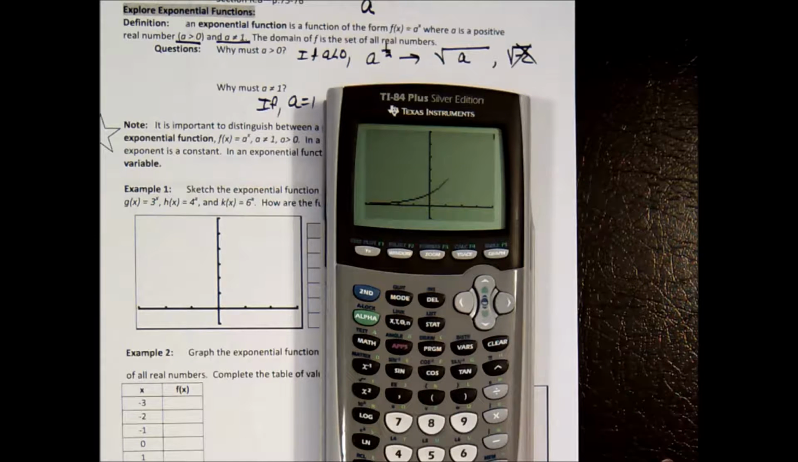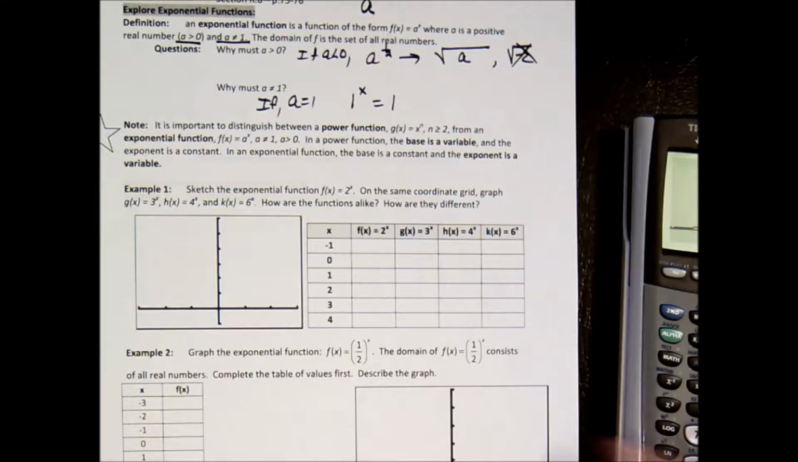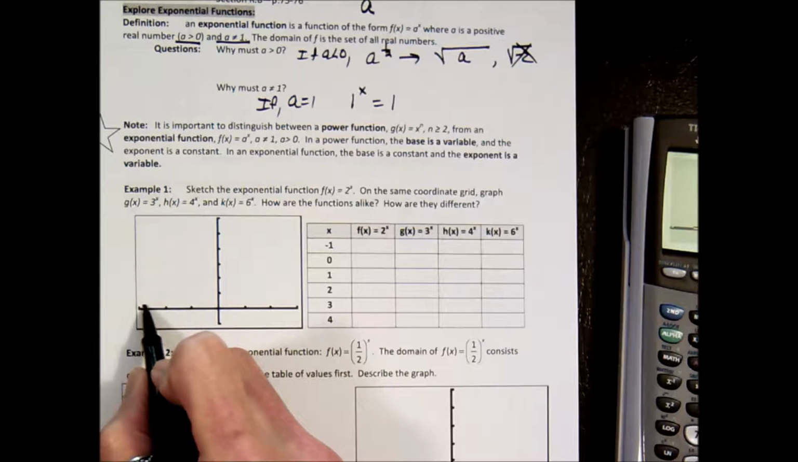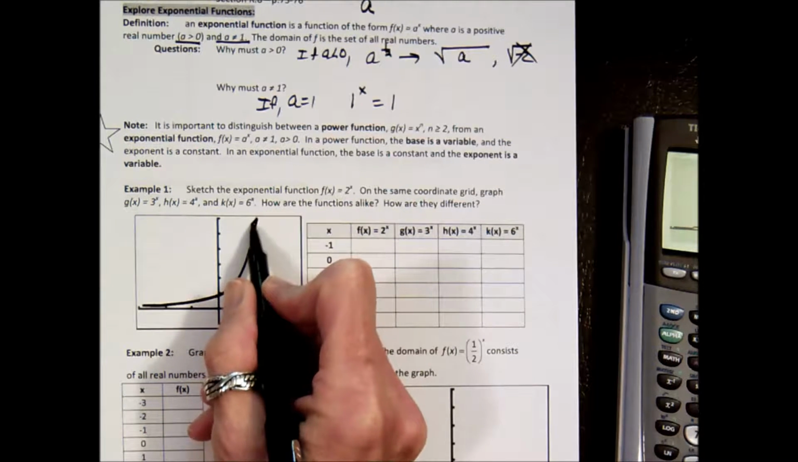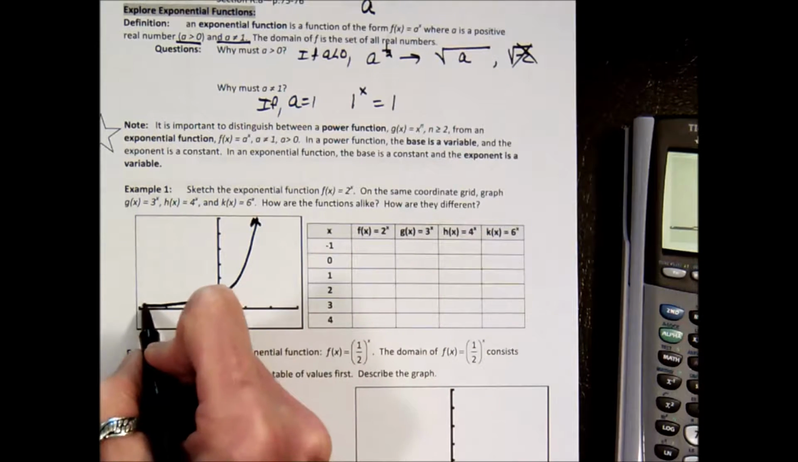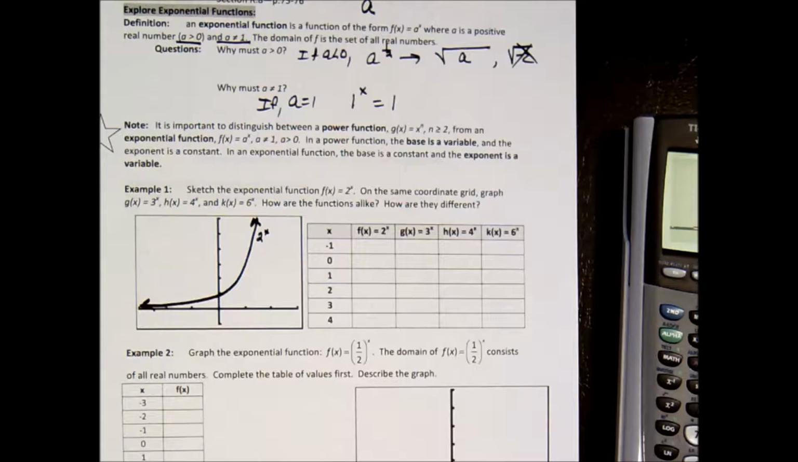Take a look at the graph of y equals 2 to the x. I'm going to move my graphing calculator and replicate that right here. So it's coming along, it goes through this point, and it looks something like that. This is the function 2 to the x.